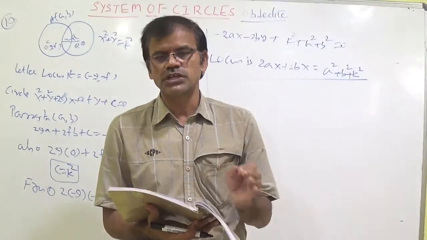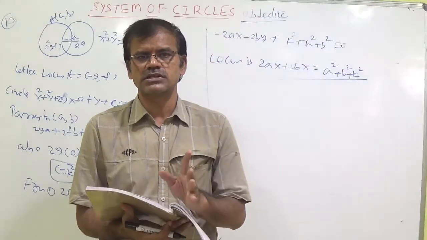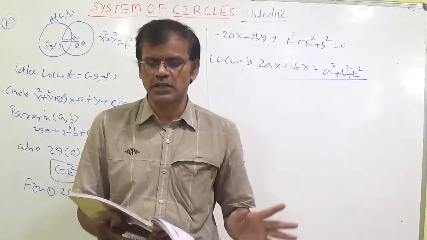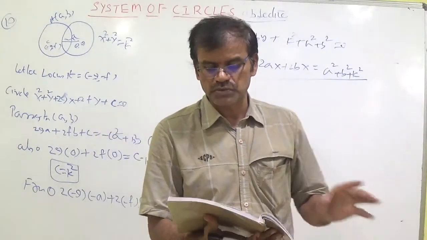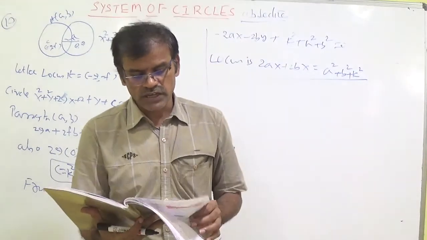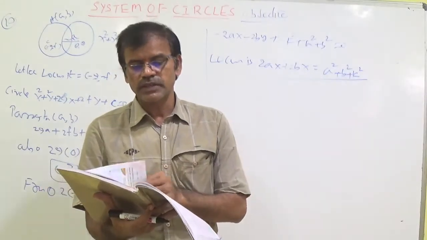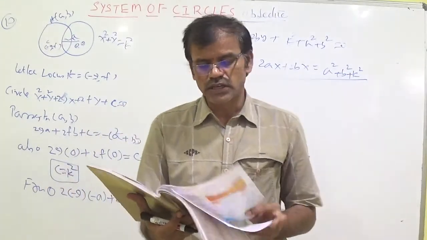So verify 2g into g dash plus 2f into f dash equal to c plus c dash. Of course, no need to verify, no need to write also. Simply you can put a tick mark on the fourth option, that's all. Now, whatever the concept we have discussed, it depends upon the concept. Now we have completed the theory bits.